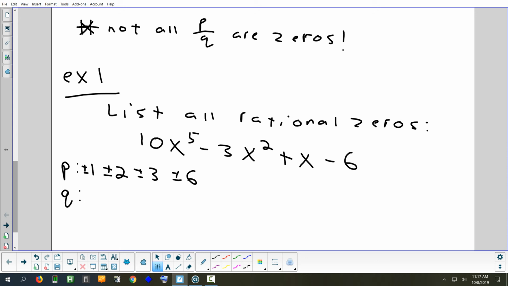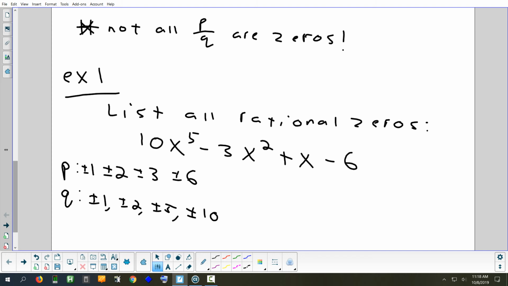Now Q has to be a factor of what? The leading coefficient. So these are the numbers that would be in the denominator of our fraction. What are your factors of 10? Yep. So plus or minus 1, plus or minus 2, plus or minus 5, plus or minus 10. So we've written down all the possible numerators we could have and all the possible denominators.